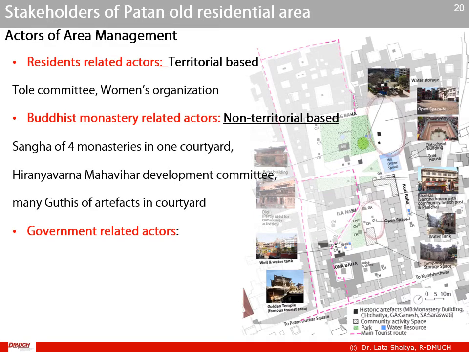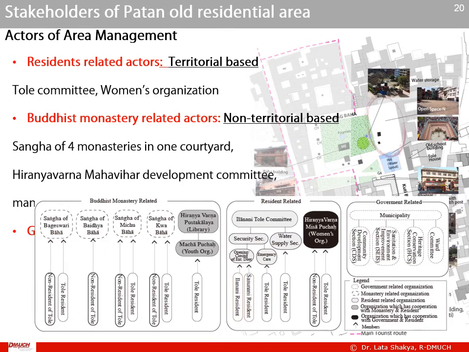So when it comes to the study area, the management actors can be divided in three types: resident related, Buddhist monastery related, and government related. This is a flowchart of management actors in this area. It is an outcome of my past research work. I won't go into detail here, but we just need to remember that there are various stakeholders in this area.